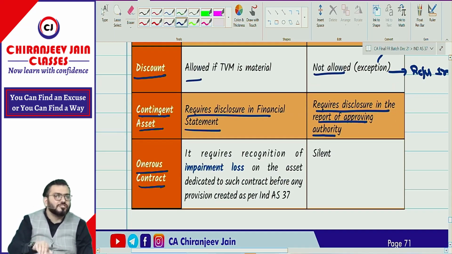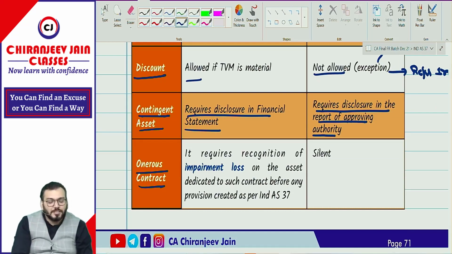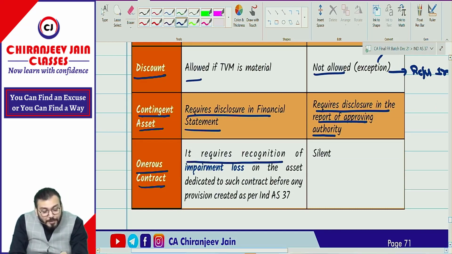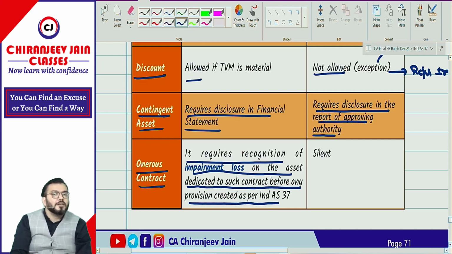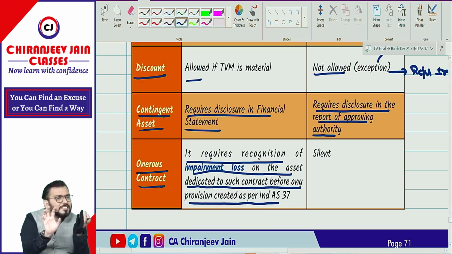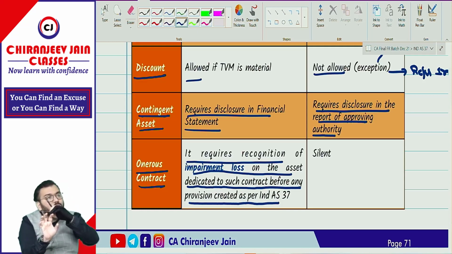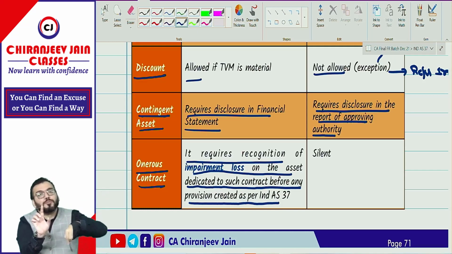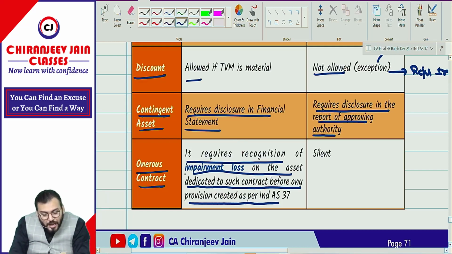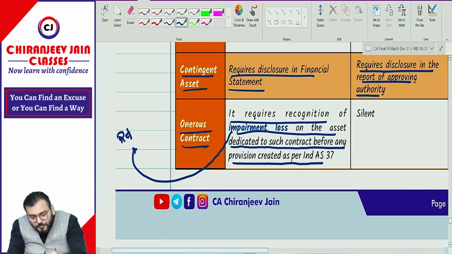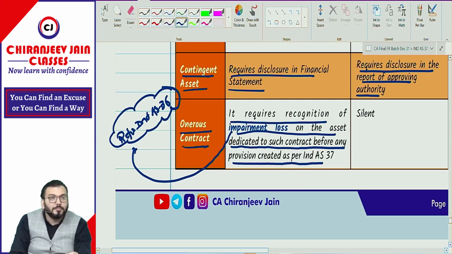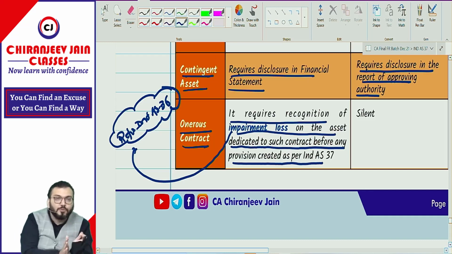Then onerous contract. This point I have intentionally not done, because till now we have not done impairment of assets. But onerous contract you have understood? Ind AS 37 says it requires recognition of impairment loss on the asset dedicated to such contract before any provision is created as per Ind AS 37. Means if there is any onerous contract and there is some asset, property, plant and equipment related to that contract, first apply the impairment point, then create the provision. You will automatically understand this when we do Ind AS related to impairment. This point right now I can't explain, just write down: refer Ind AS 36.